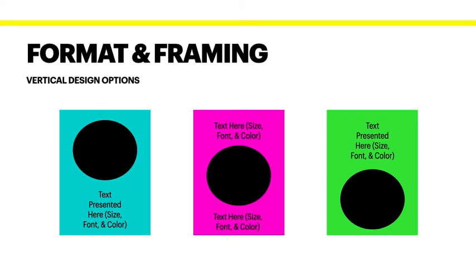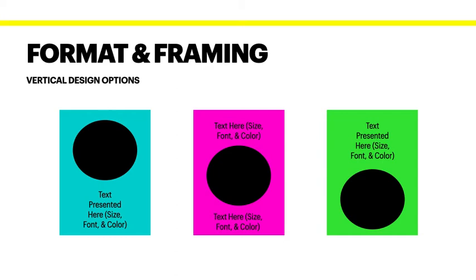Then, of course, we have vertical design options. So this means that in terms of the argument, it is taller than it is wide. So this is very different because, of course, how we look at that image, typically we tend to look from top to bottom. So the choices we make are going to be dictated based on that.